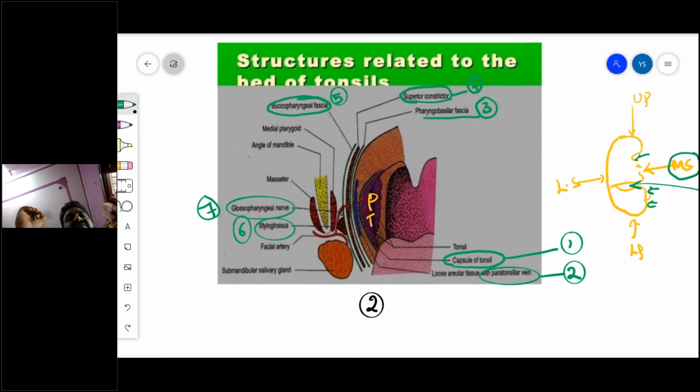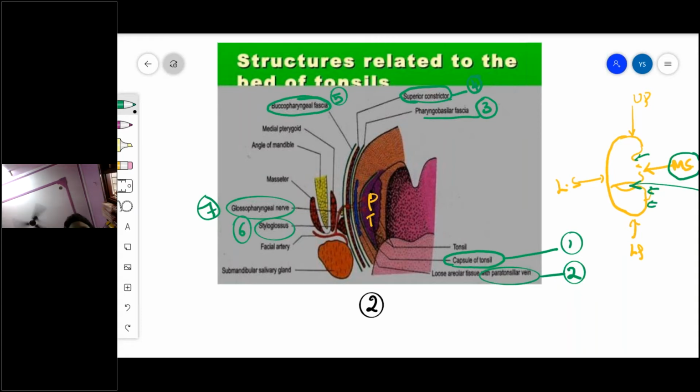The structures forming the tonsillar bed are very, very important on the clinical side. If you want to do a tonsillectomy, that means removal of the tonsil, you should be aware of the structures related to the tonsil. Then only can we do surgery. So clinically, very, very important.